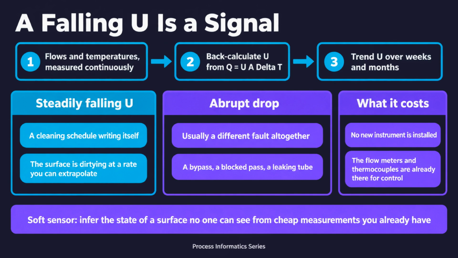This is exactly the soft sensor logic of our introduction series. Infer a hard-to-measure condition, hear the state of a surface no one can see, from cheap measurements you already have. Notice what it costs. No new instrument is installed. The flow meters and thermocouples are already there for control, and the only addition is the arithmetic. That is the pattern process informatics keeps returning to, and a trended U is one of its clearest examples.